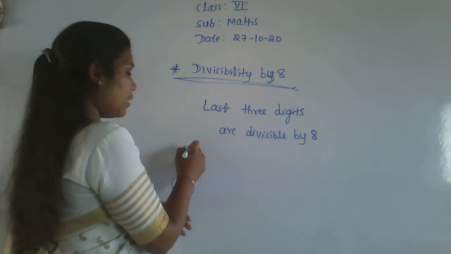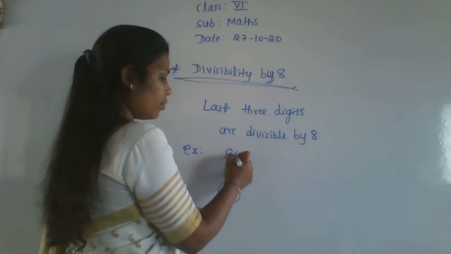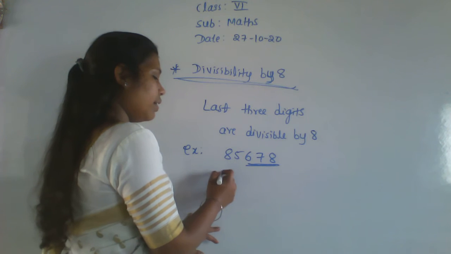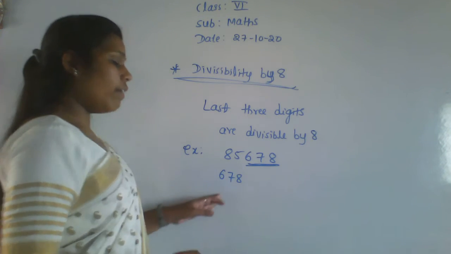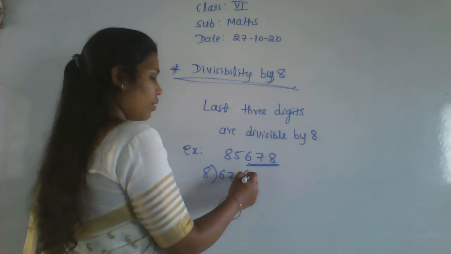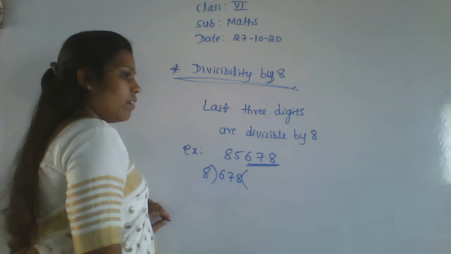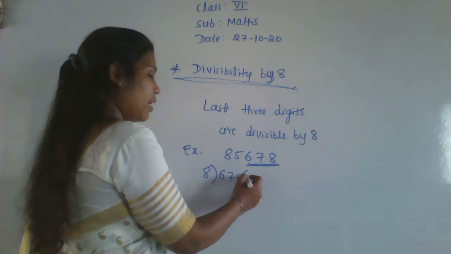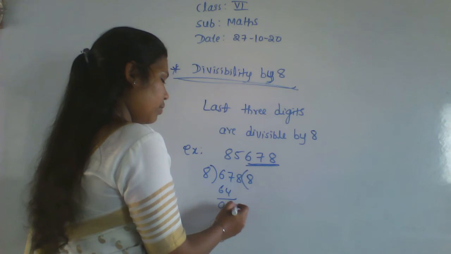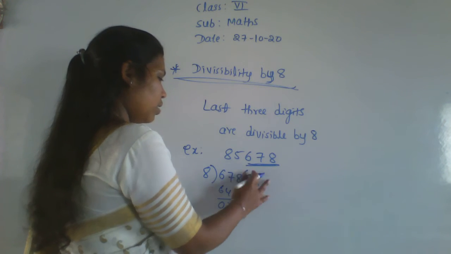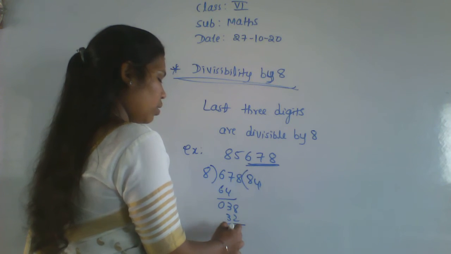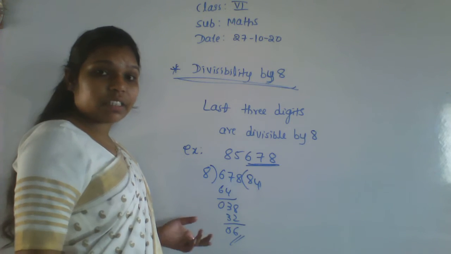So for that, I'll give an example. We are having 678. Check whether 678 is divisible by 8. 8 sevens are 56, 8 nines are 72, we can't take that. 8 eights are 64. Here 3 left and 38. 8 fours are 32. So only 6 is left here, which means it is not divisible by 8.